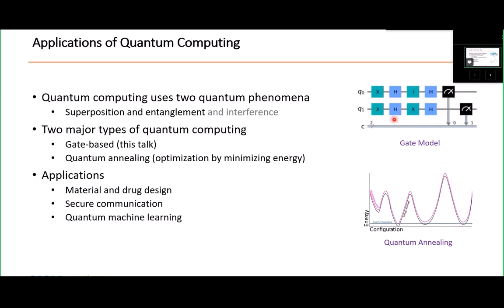The gate model is just like our classical circuits, right? We have a signal that goes in, and then you have different gates. Eventually, you get the results that you want.